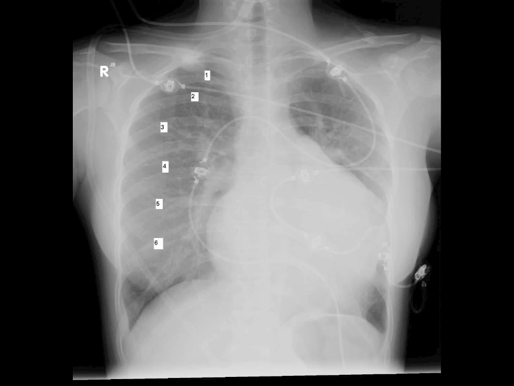If the film is inadequately inspired, conclusions about the mediastinal diameters are limited, and lung parenchyma may appear to be more congested. This is particularly common in ICU patients, as voluntary control of inspiration may be absent, the patient may be uncooperative, or inspiration may be limited by postoperative pain or tachypnea.